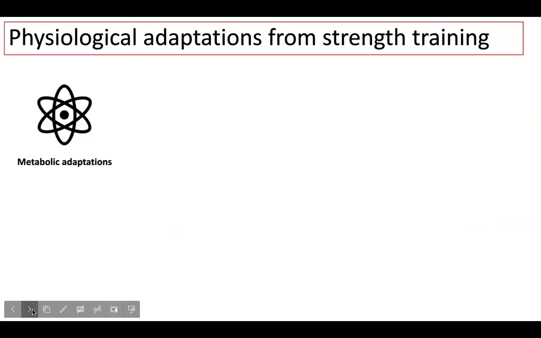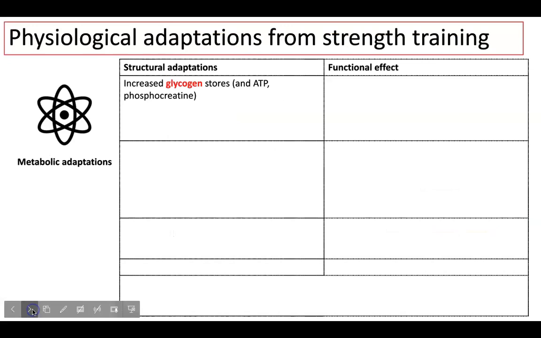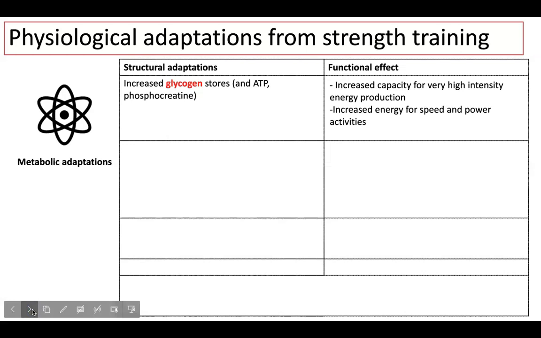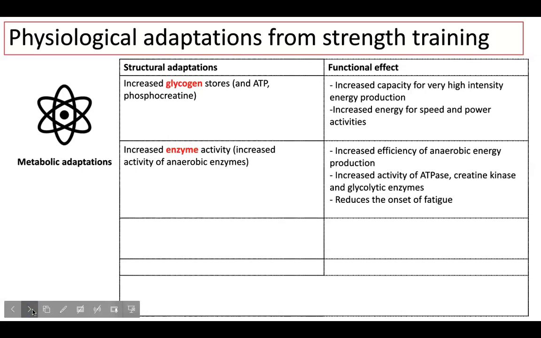So finally, metabolic adaptations that take place, we have got increased glycogen stores and ATP and phosphocreatine. This means you've got an increased capacity for very high intensity energy production, increased energy for speed and power activities such as long jump, triple jump, 100-meter sprint. Increased enzyme activity, okay, so increased activity of specific anaerobic enzymes so that we break down anaerobic energy sources more efficiently, so increased efficiency of anaerobic energy production, increased activity of ATPase, creatine kinase and glycolytic enzymes.